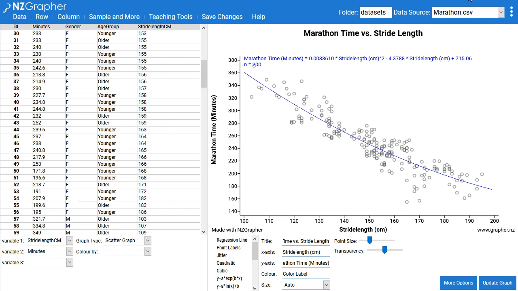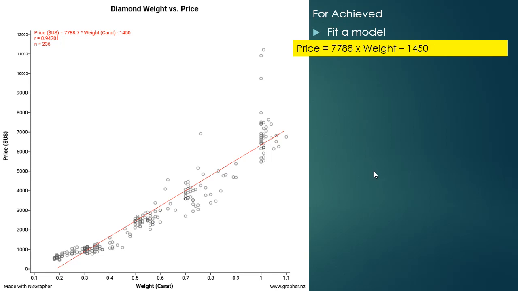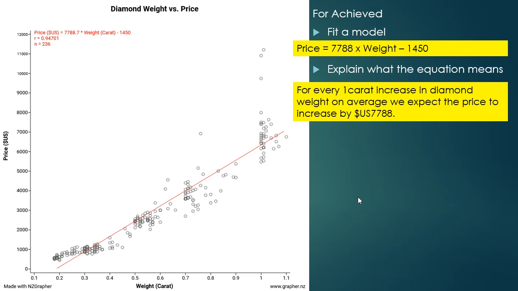But for this data plot, there's actually not that much of a difference between the two models. The last example is diamond weight versus price. So this one, we can see that actually the linear model probably isn't very good in this circumstance. But for a start, we're going to fit the model. So that's just the equation of the line of best fit. So the line of best fit in the equation that's given, we're going to put that into words.